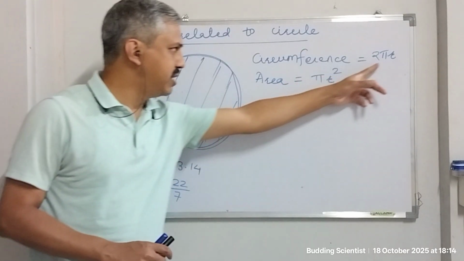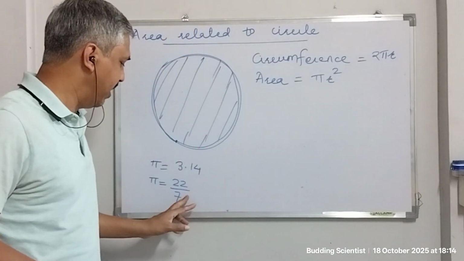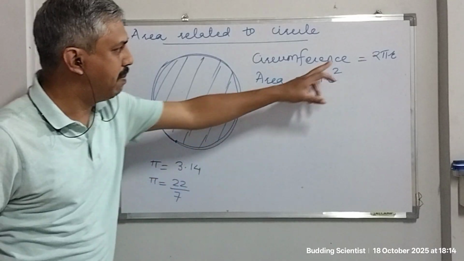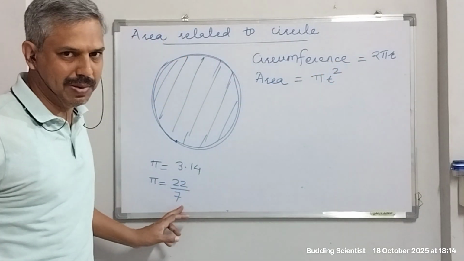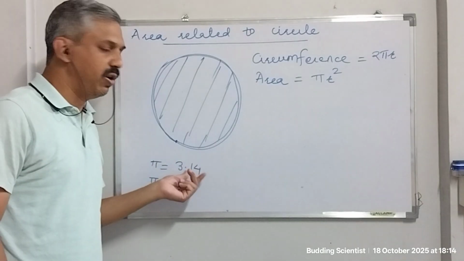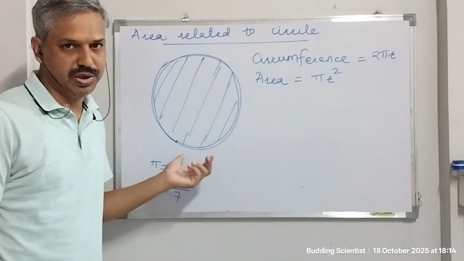Whenever the radius is a multiple of 7, then using pi as 22 by 7 is better because 7 and 7 will get cancelled. Otherwise, using 3.14 is obviously an option.